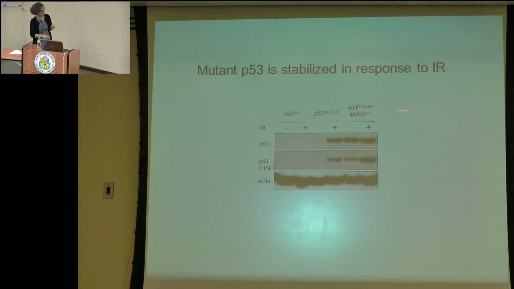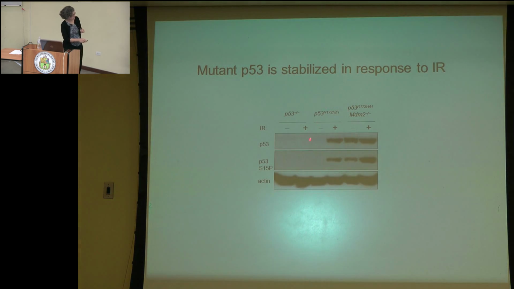So this is an experiment in which we used ionizing radiation to damage the cells. And this here is our null control. Here is what happens with this mutant. In the absence of any kind of DNA damage, you don't see the protein. You damage the cell, you see the protein. Very, very high levels. Okay?